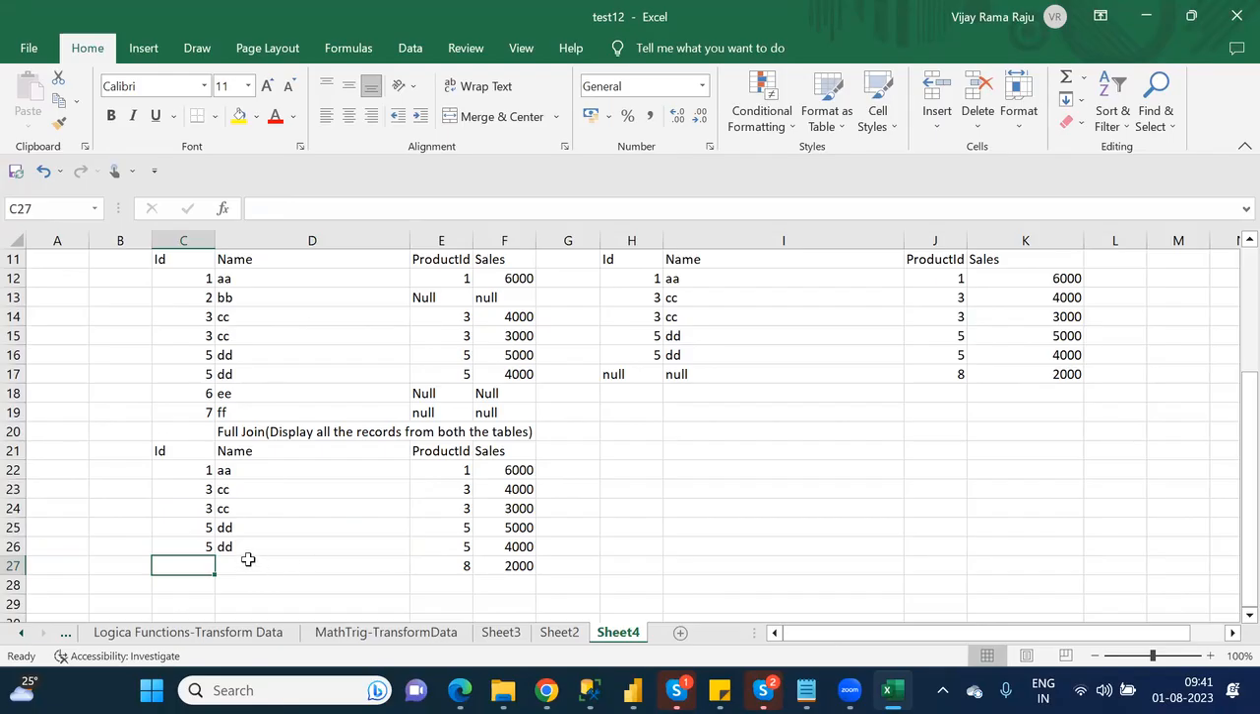For 8 related, is there any value here? Is it there in the left table? No. What is that? Null value. Okay. And 2 is there in the left table, because I need to display all the records from both the tables, or not. 2 BB is there in the left table. Is there any value in the right side table?